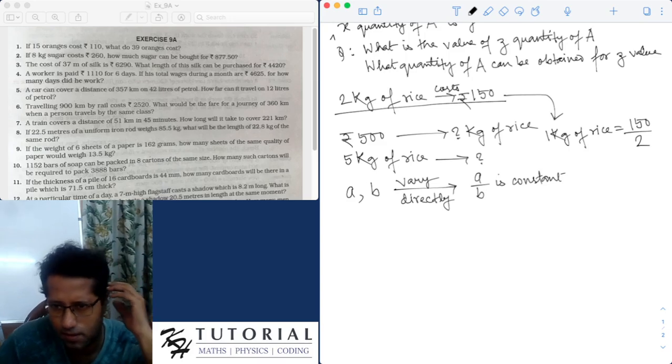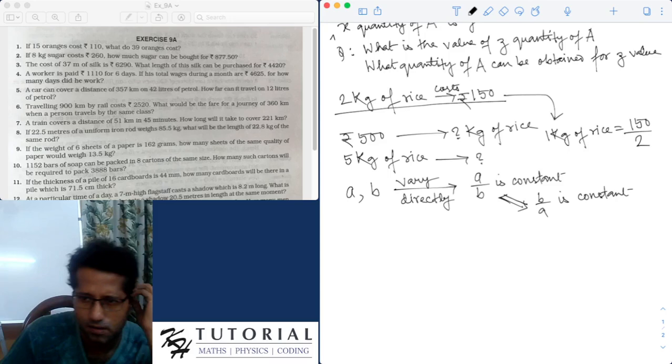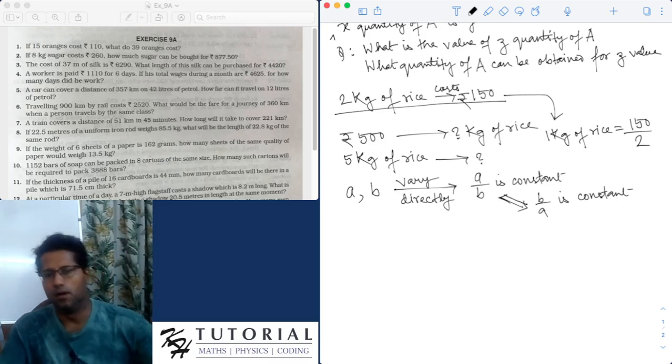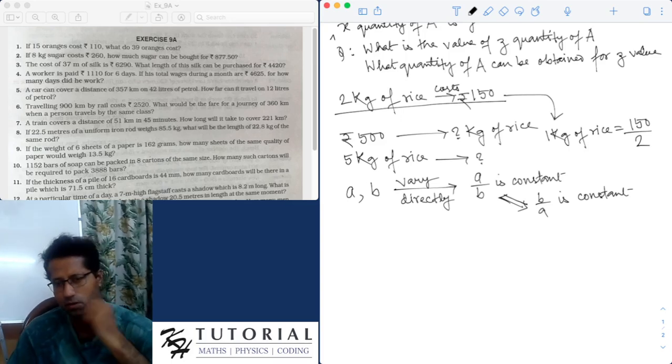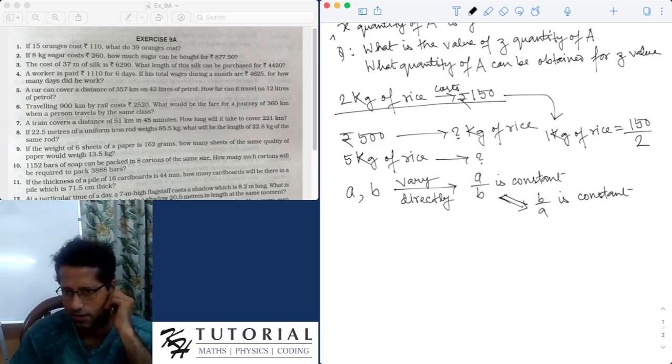Now, you can also say this is equivalent to saying that the ratio B by A is constant. If A by B is constant, definitely B by A will also be constant. So this is the basic concept of two quantities varying directly. So two quantities A and B are said to vary directly when their ratio, that is A by B or A is to B, is constant.